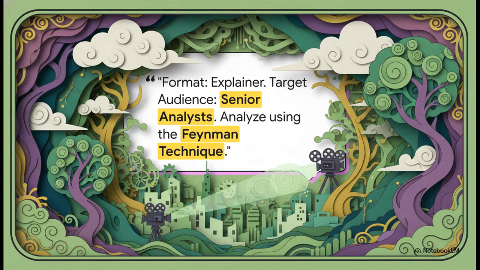And you can steer these formats with amazing precision. I mean, look at this prompt. We're not just picking explainer. We're telling it the target audience, what sources to focus on, and check this out. We're even telling it how to explain the topic by asking it to use the very same Feynman technique we've been talking about. This is how you make sure the depth is absolutely perfect for your audience.